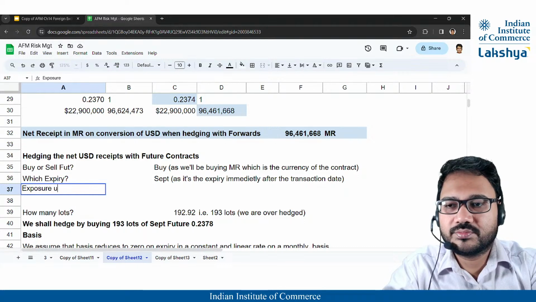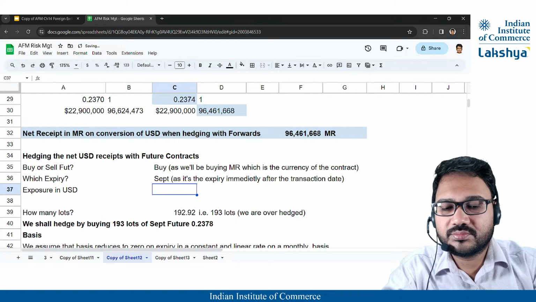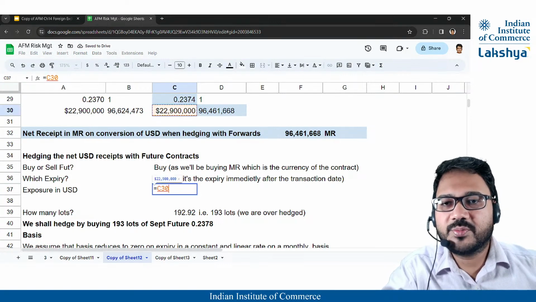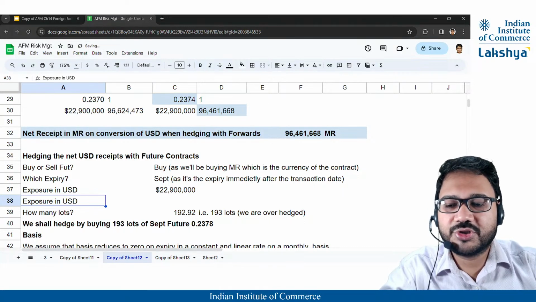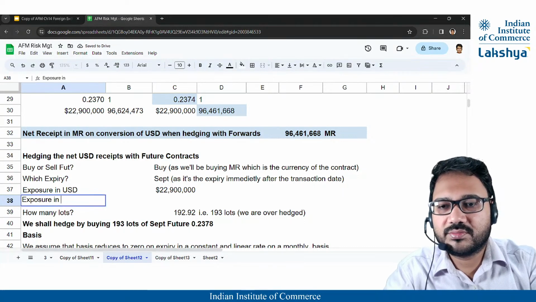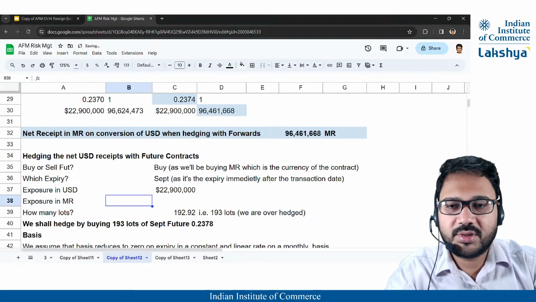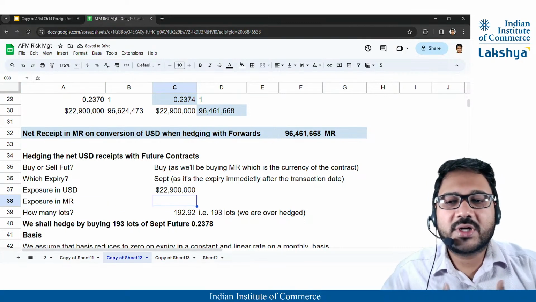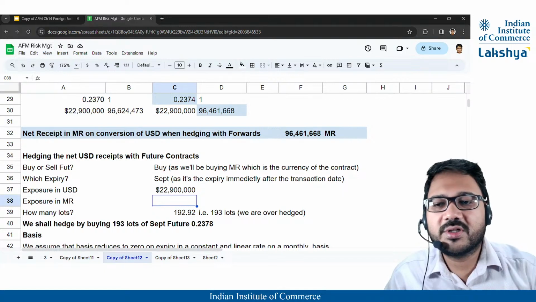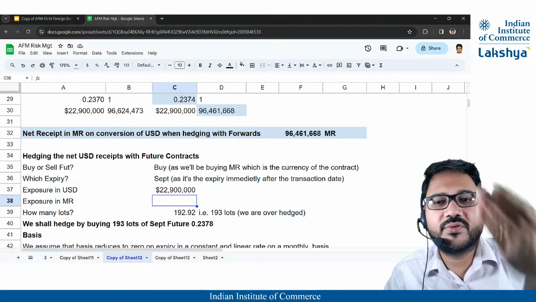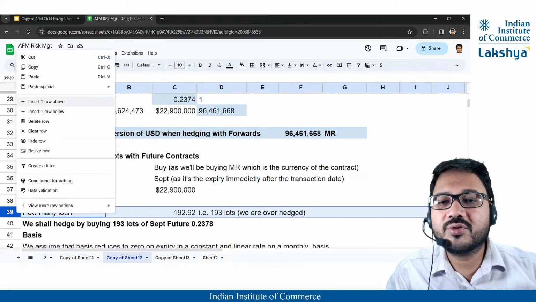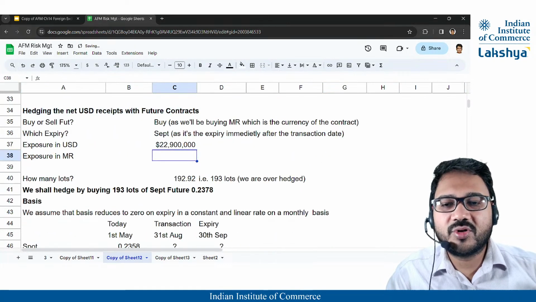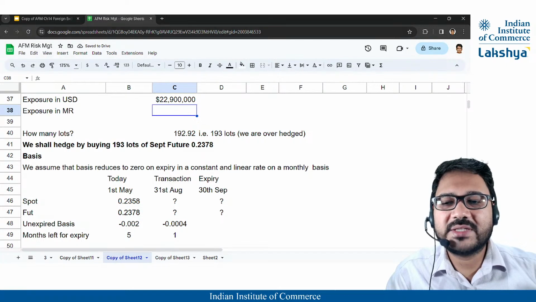Exposure in USD is $22.9 million. Therefore, exposure in MR. If you had to convert these dollars to MR after 4 months using futures, what rate will you get? So you have to find something known as the lock-in rate.